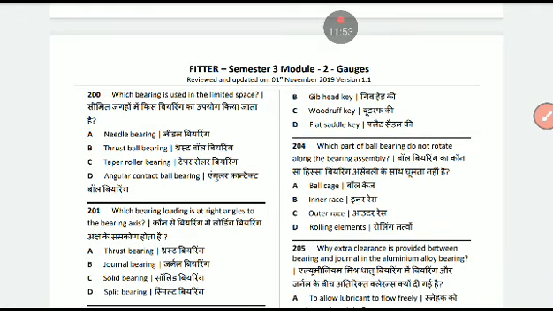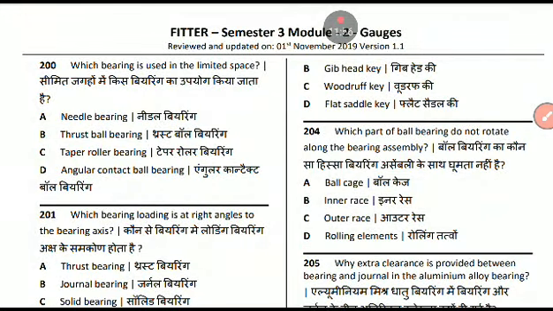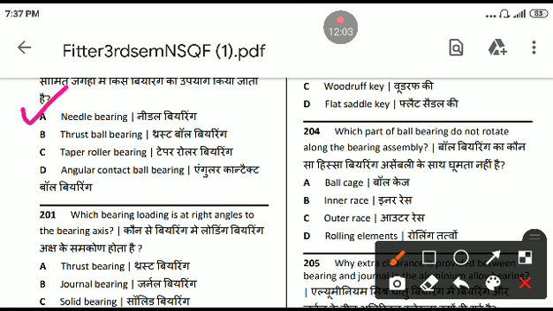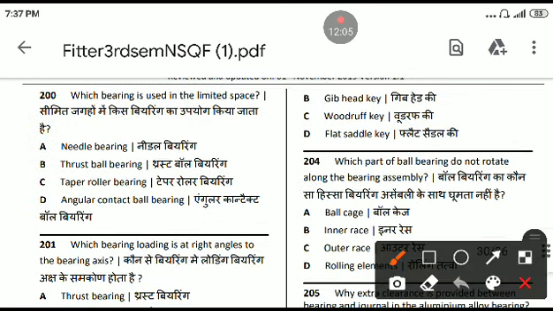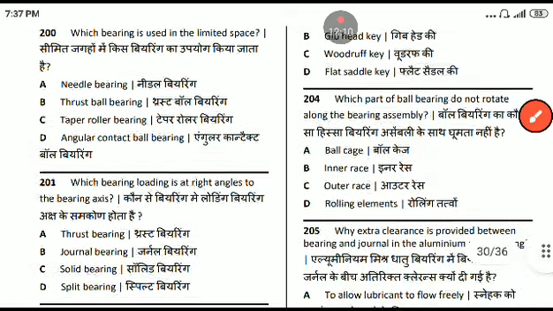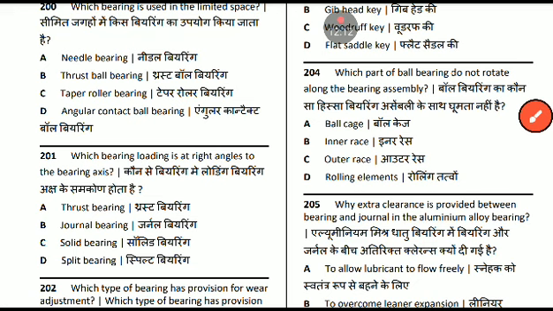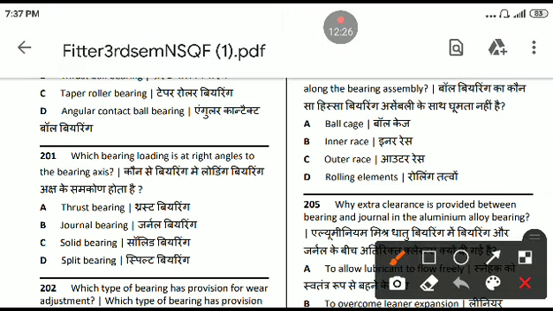Which bearing is used in limited space? Option A, needle bearing. Correct answer. Which bearing loading is at right angles to the bearing axis? Option A, thrust bearing. Option B, journal bearing. Option C, solid bearing. Option D, split bearing. Option B, journal bearing.